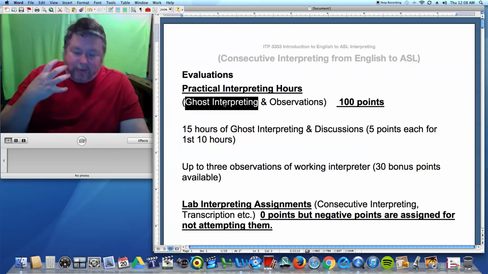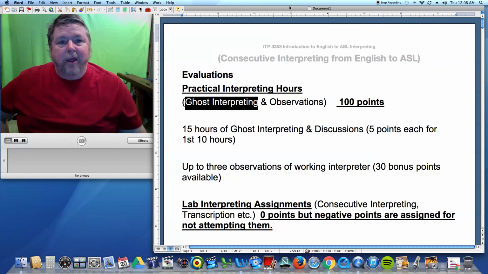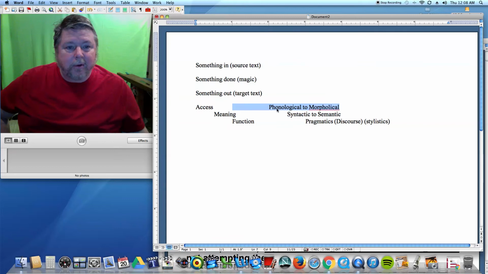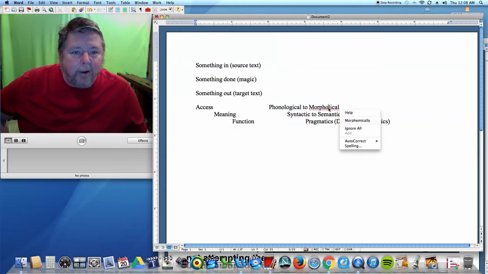Okay, we're going to tackle the issue of vocabulary, because that's going to be the first struggle you have, and that's this level of what's morphological. Hope I spelled that right. No, that's not right. Morphological.